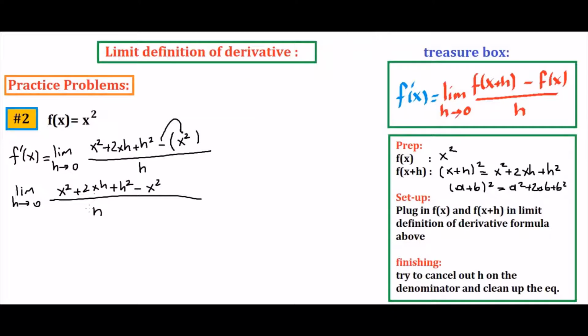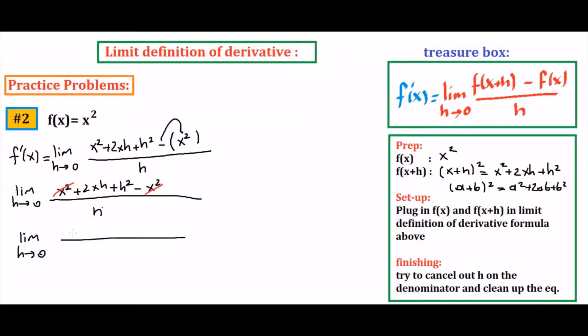Now we will do necessary simplifications. X squared cancels x squared. And then we're going to factor out h on top, because our main purpose is to cancel out h on the bottom.